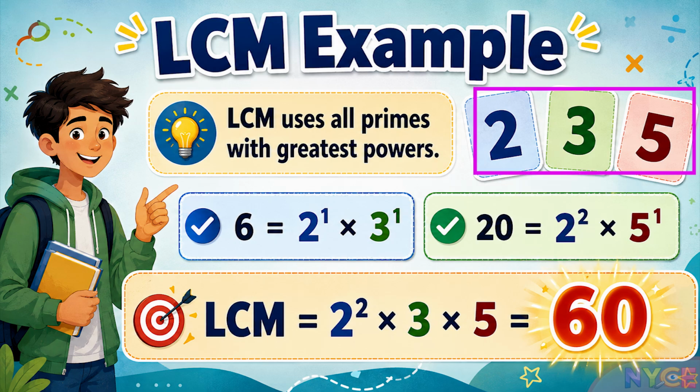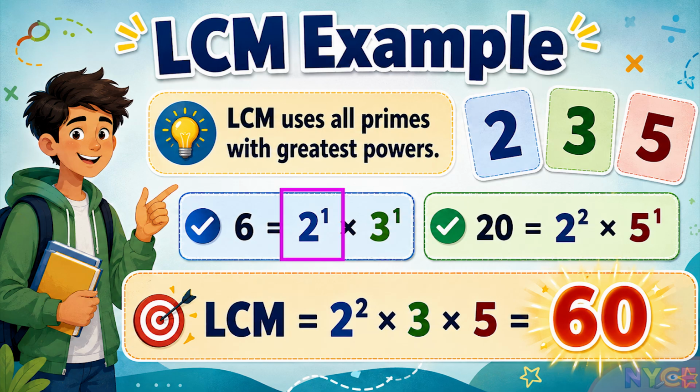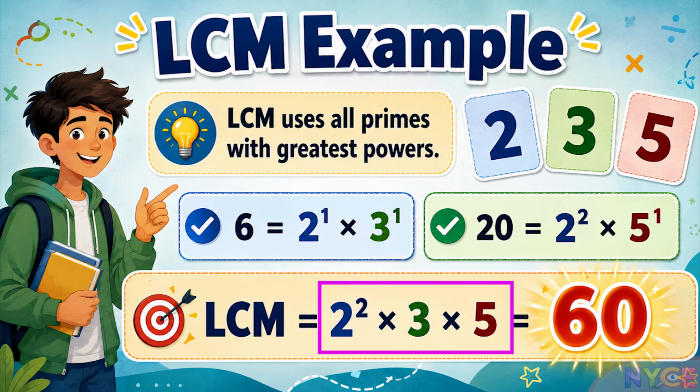For each prime, choose the greatest power. For 2, we have 2 to the power 1 in 6 and 2 squared in 20, so choose 2 squared. For 3, we have 3 to the power 1. For 5, we have 5 to the power 1. Now, multiply them. LCM equals 2 squared times 3 times 5. That's 4 times 3 times 5, which is 60.